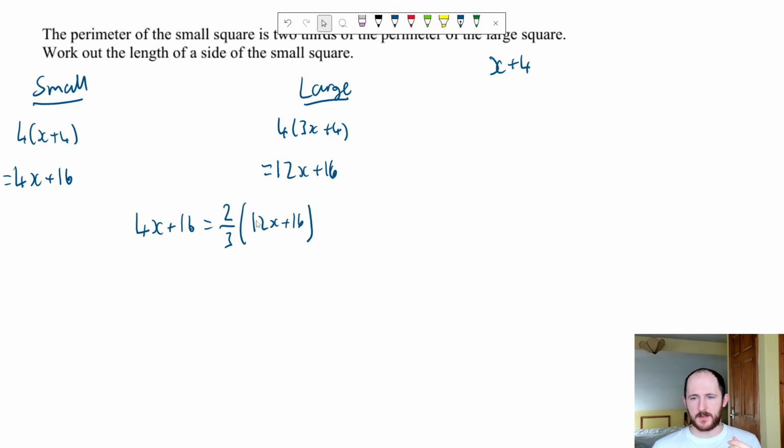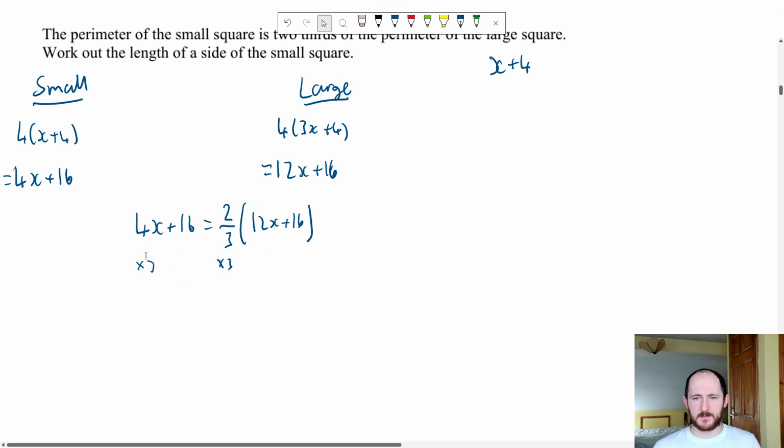So, in terms of solving this, there's loads of things you could do. You could take 2/3 of both of these. The problem is you can't divide 16 by 3. So what I would probably do is I would actually times both sides by 3 first. Because that makes my life a bit easier. Taking 2/3 of 16, you can do it, right? 32 over 3, but it's a bit ugly.